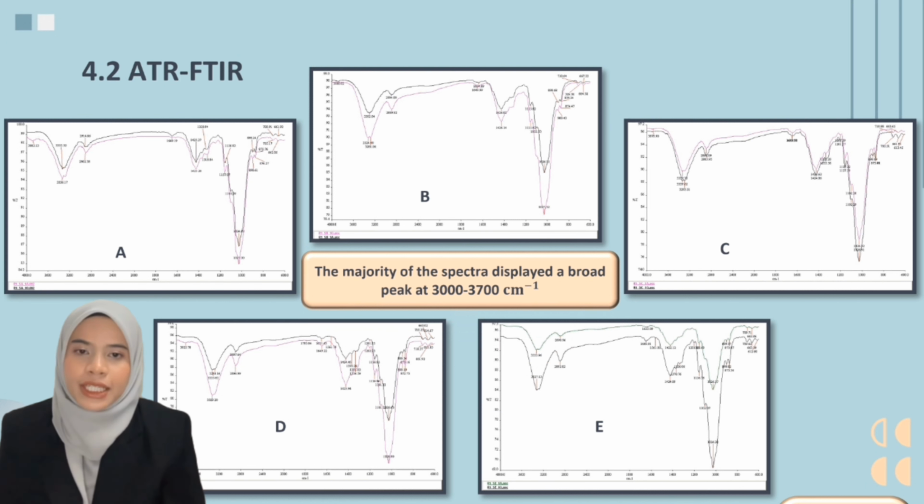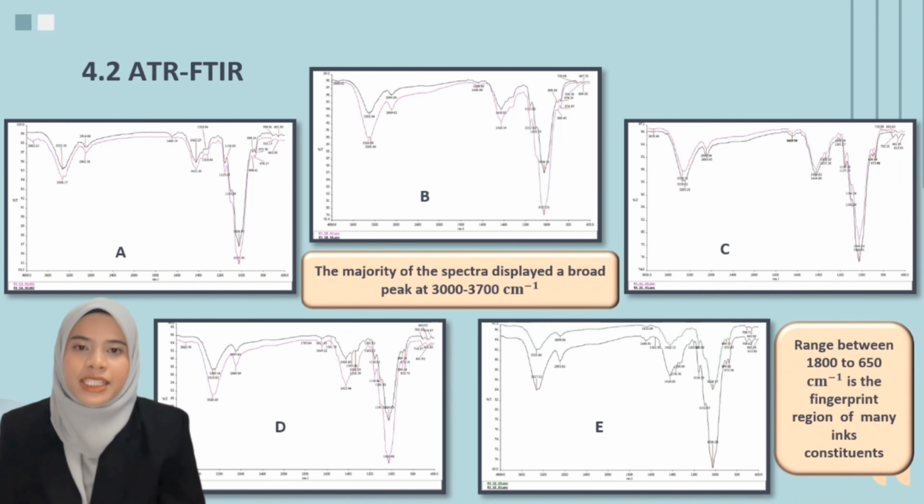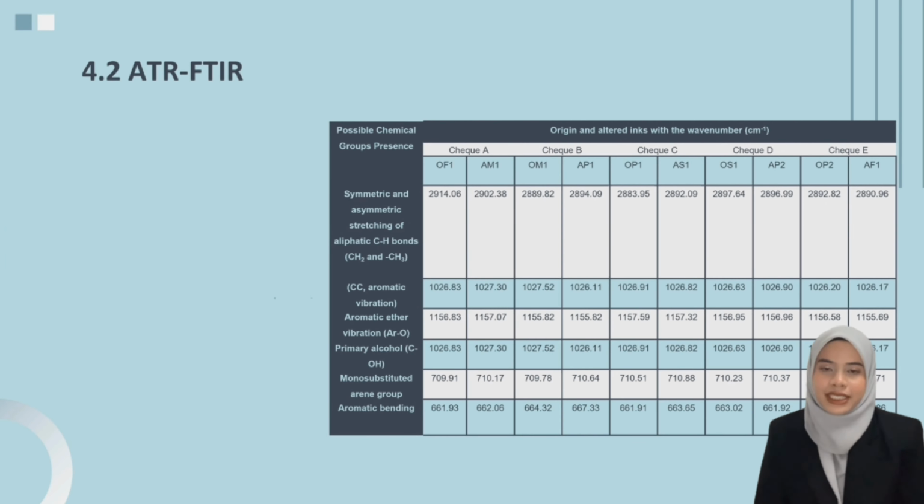Black inks are commonly made up from carbon-based compounds. For analyzing ballpoint pen ink, the most significant region is from 650 to 1800 per centimeter. The table on the slide displays the simplified functional groups present for each origin and altered ink used in sample types A, B, C, D, and E.